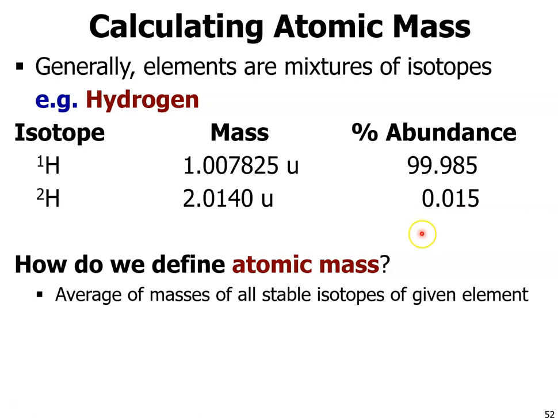So how do we define atomic masses? Again, it's the average of the masses of all the stable isotopes of a given element.